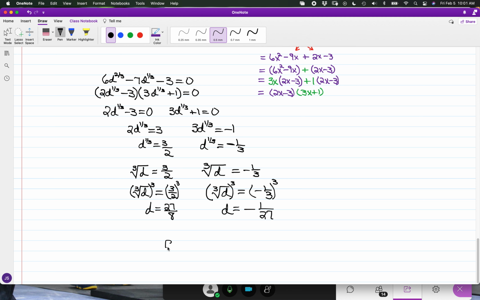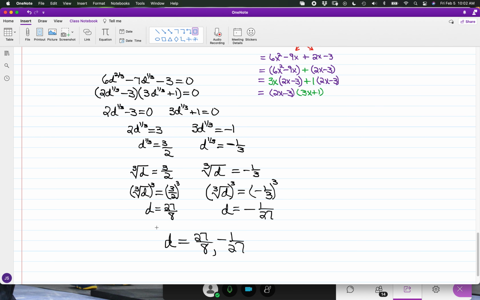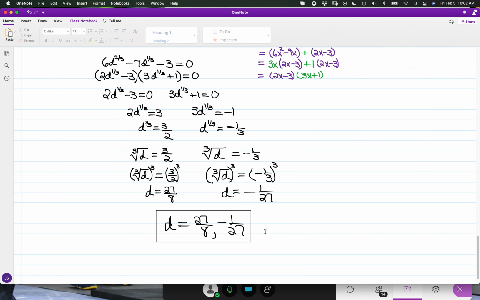Okay, so we can have two solutions for d, where we have, in this case, 27/8 as well as minus 1/27. All right, so this completes that particular set.